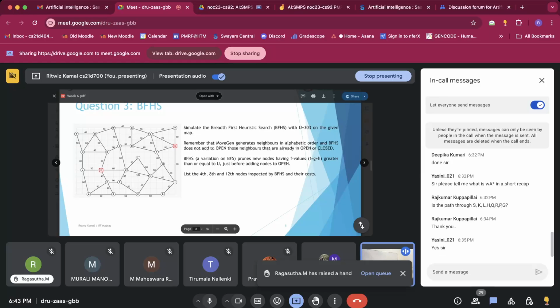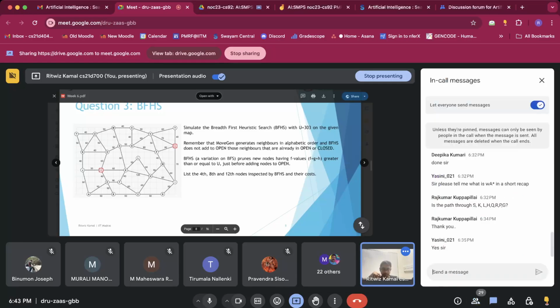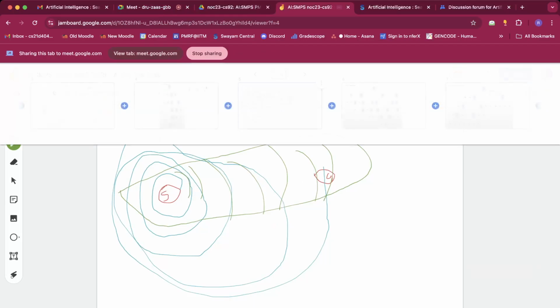Okay, I suppose the hand raise was by mistake, so I'll open the queue. Do we have any partial solutions or complete solutions to this third question, the breadth first heuristic search? Okay, if not, that's fine. Let's go over the solution and see if that resolves any doubts.